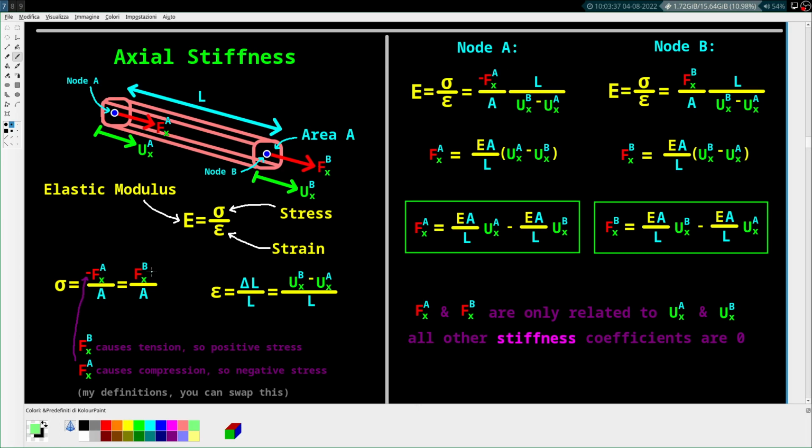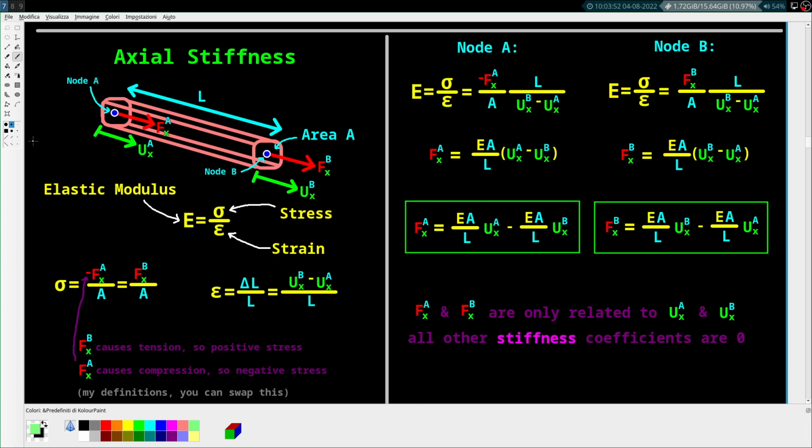And so one of these has to be negative and one of these has to be positive, right? So the way we define this is that tension is a positive stress. That's the definition. You can change it if you'd like. And compression is a negative stress. So what does that mean?